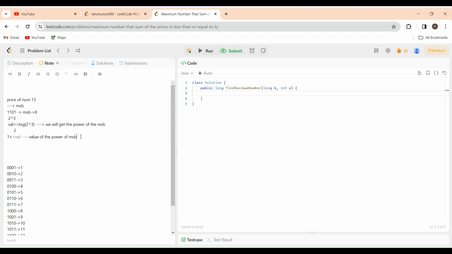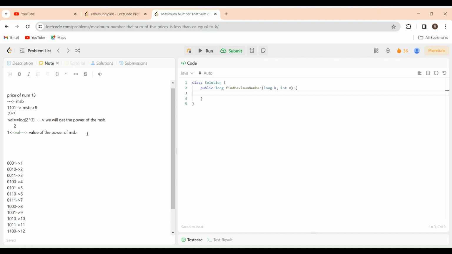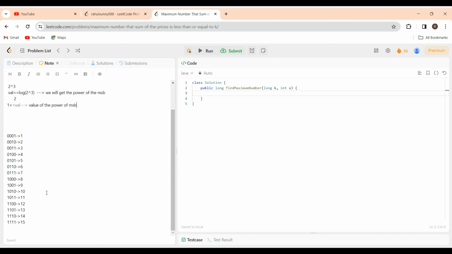So this is how we will find the most significant bit power and the value of the most significant bit. Why are we taking the most significant bit and the value of its power? If we consider from 1 up to 15, the most significant bit will be up to 8. We have to find how many ones are there in that.